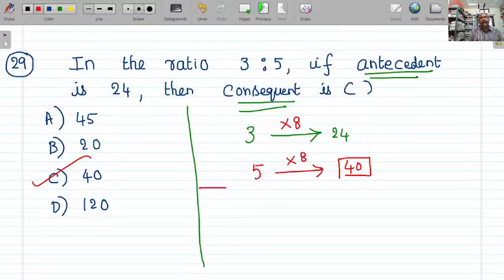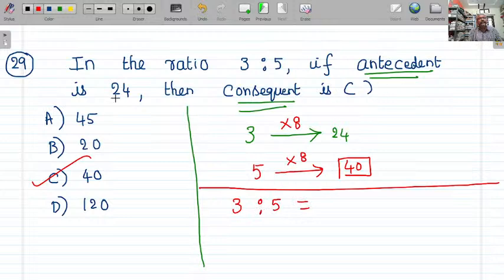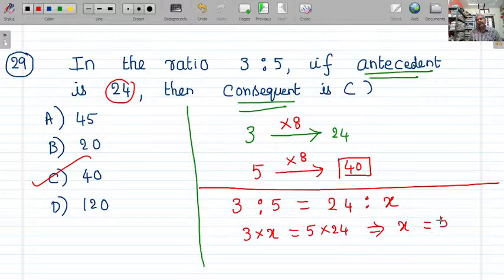Otherwise, if you want to use the cross product method, 3 is to 5 is equal to 24 is to, where the consequent is not known, let us say x. So 3 into x is equal to the product of extremes equals the product of means, 5 into 24. So x is equal to 5 into 24 upon 3. 3 ones are 3, 3 eights are 24, so 40. So this method also we can do.